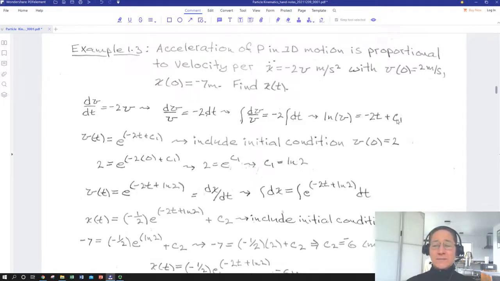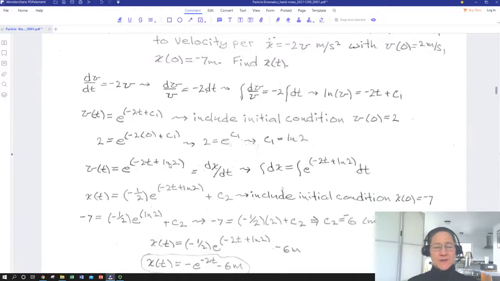plus some constant, and I can then take the exponent of both sides to get an independent expression for velocity, and my constant of integration just rides along. And I can use my initial condition, velocity at time 0 equals 2, to determine what that constant is. It ends up being natural log of 2. And so I can throw it up in there. I could use properties of exponents to bring that down as a constant multiplier if I wanted to, but I'm just going to leave it up there. It doesn't really matter.